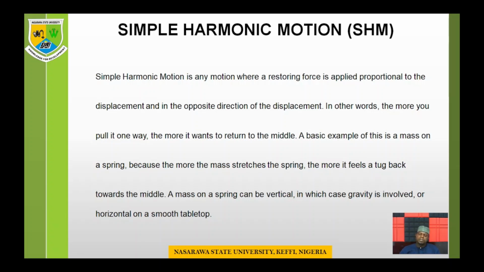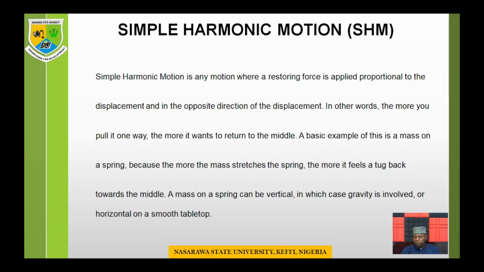When you displace it, say to the right, and then you release it, it will come back to the center, pass the center, go towards the left, stop somewhere, come back to the center, go to the right, and the motion will continue like that, to and fro, to and fro, until it comes to a stop again. So a basic example of this is a mass on a spring, because the more the mass stretches the spring, the more it feels a tug back towards the middle.